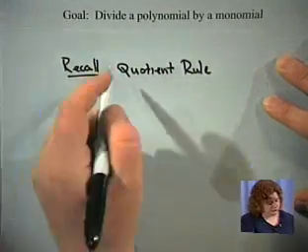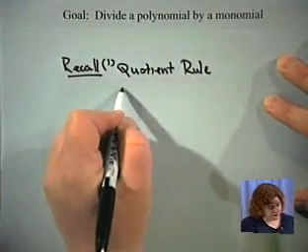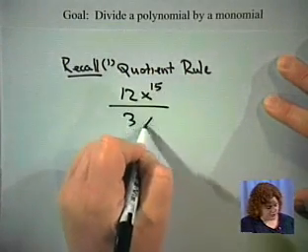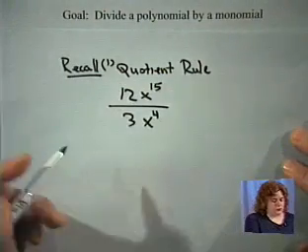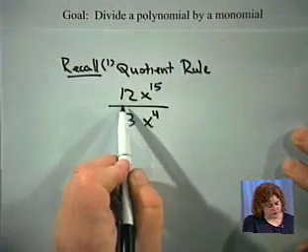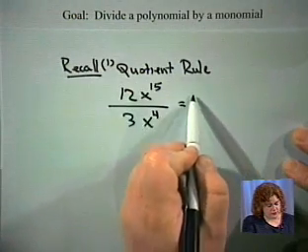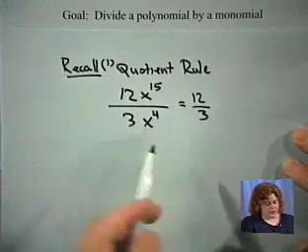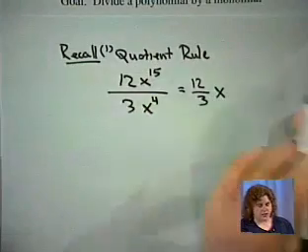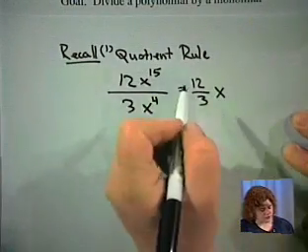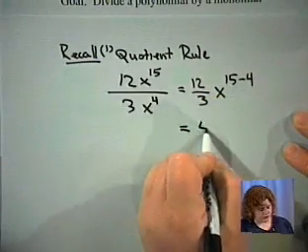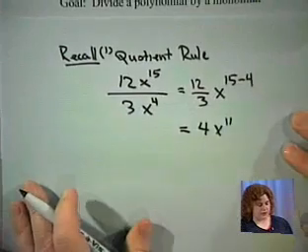If we have something like 12x to the 15th divided by 3x to the 4th, we're going to deal with this division problem, the monomial divided by the monomial, by taking the 12 divided by 3, and we're going to deal with the powers by keeping the base x and subtracting the exponents. So we'll have 15 minus 4, and that will leave us with a 4 times x to the 11th power.